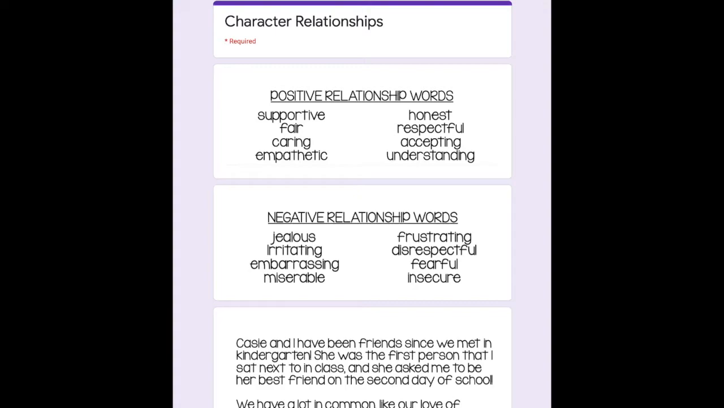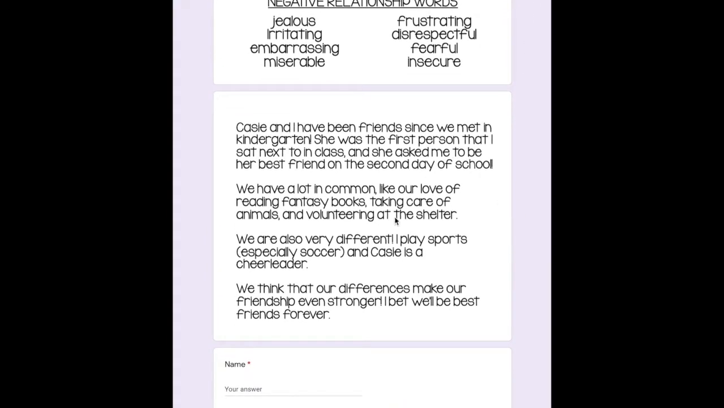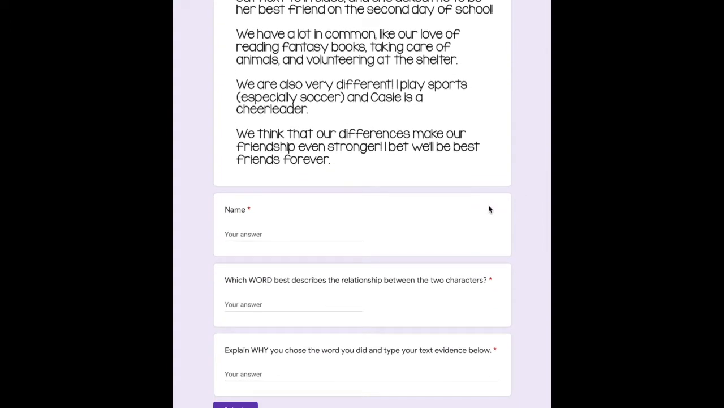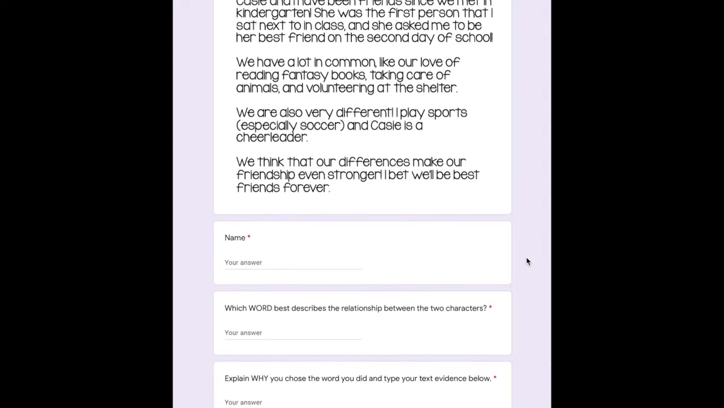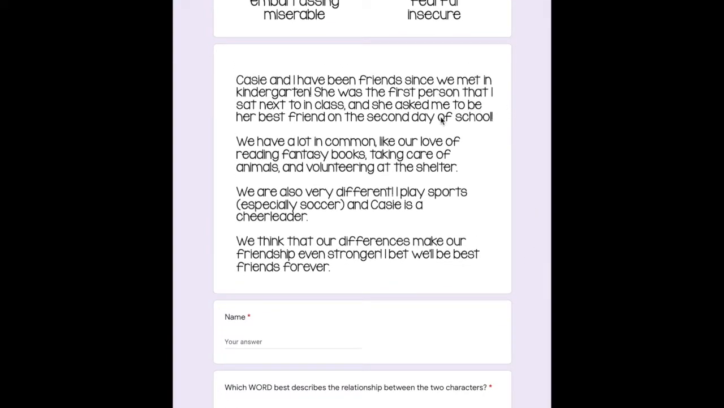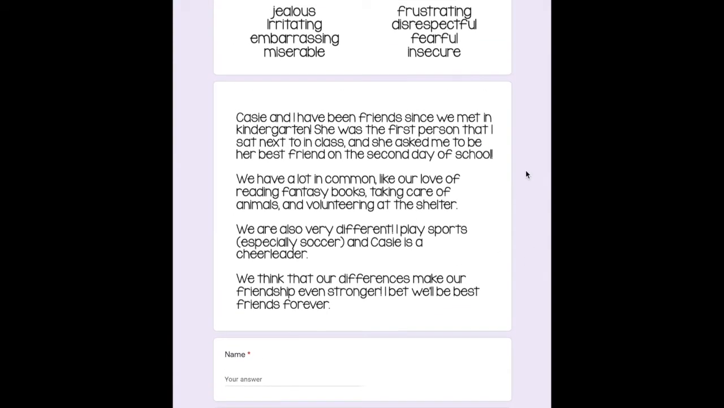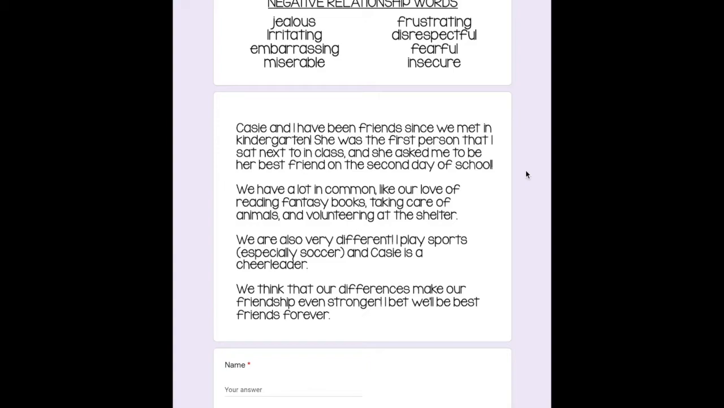We're going to look at a form to introduce character relationships. So here we have positive relationship words, negative relationship words. We have our paragraph. We have where we put our name. We have where it says which word best describes the relationship between the two characters. Explain why you chose the word you did, and type your evidence below. So what we need to do really is look at this paragraph. This is going to show us the relationship between the major and minor characters and the character relationship.